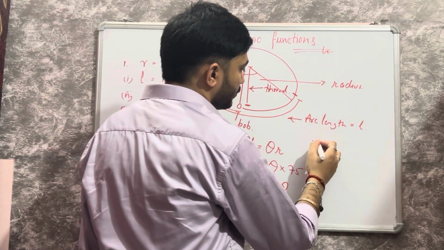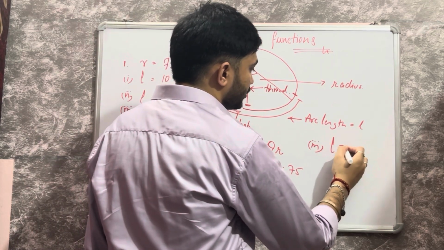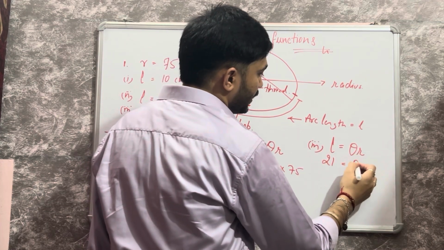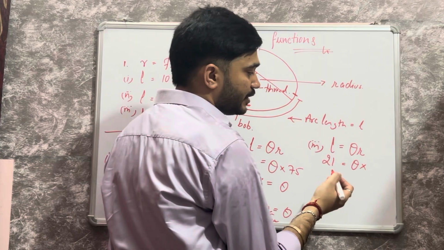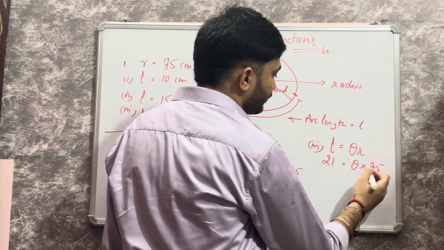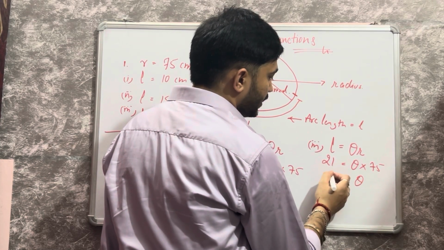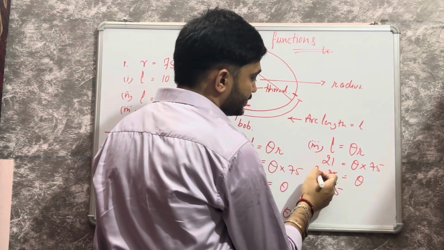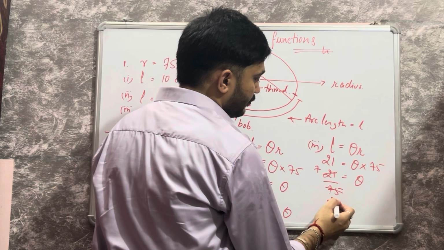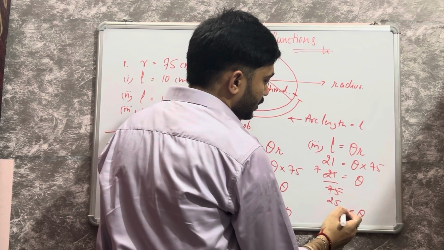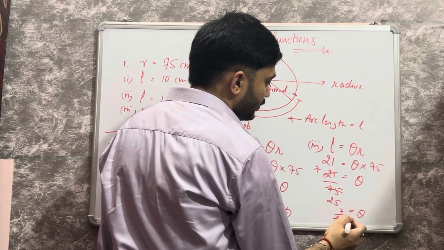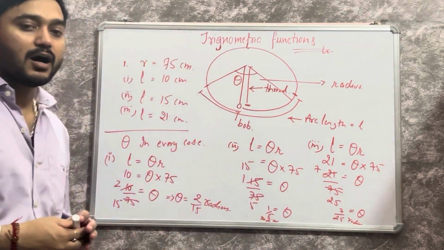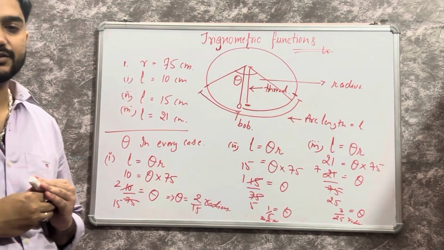Moving toward the third part. Here L is equal to theta R. L is given as 21. Theta we don't know, since we have to find theta. R is given as 75. Theta remains the same and 75 goes to the other side. 3 sevens are 21, 3 twenty-fives are 75. So the theta will be 7 upon 25 radians. If you have any doubt, you can ask me in the comment section.